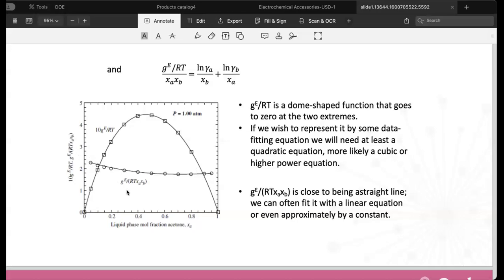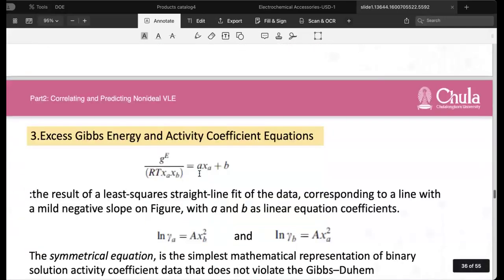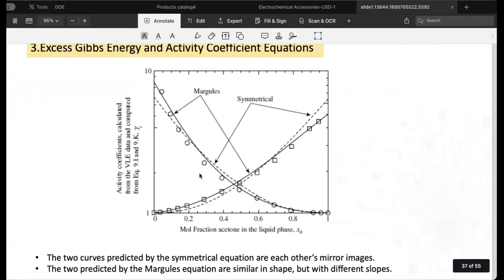But in the case of Margules, because you use two parameters and you draw a line with slope, you already average and distribute the error between all areas. So the main difference is that symmetrical uses only one parameter and Margules uses two parameters.